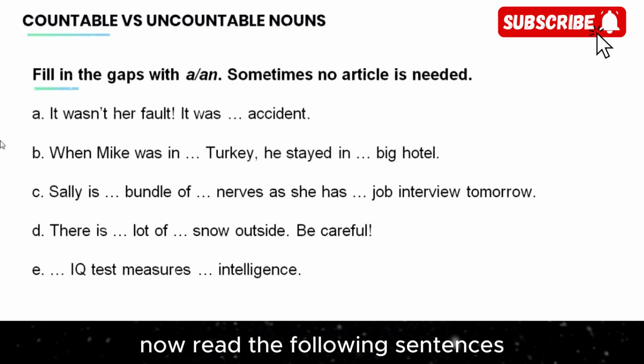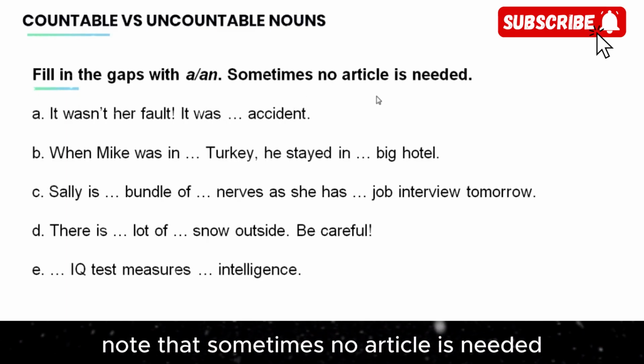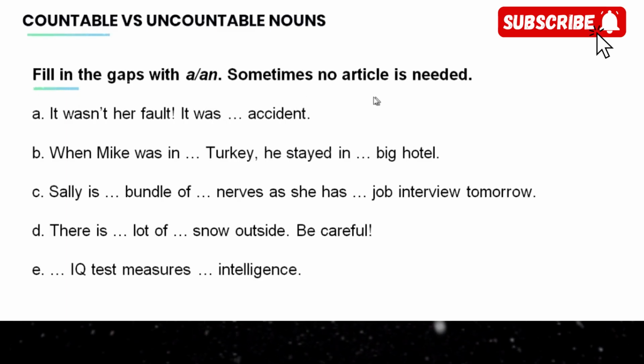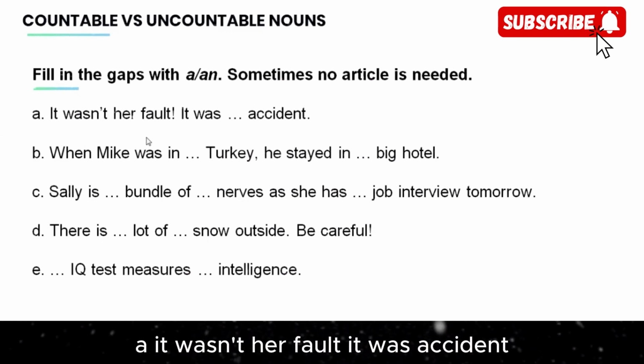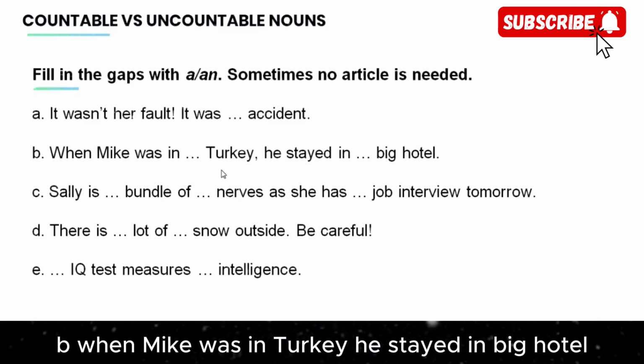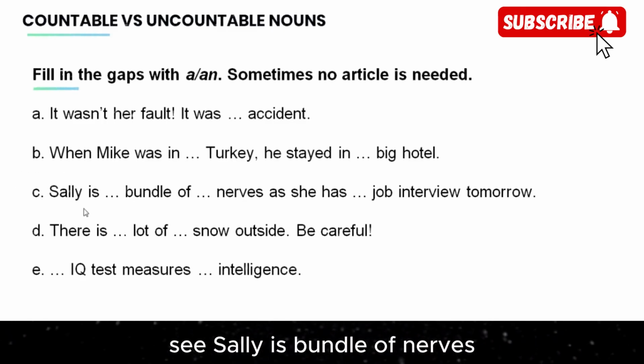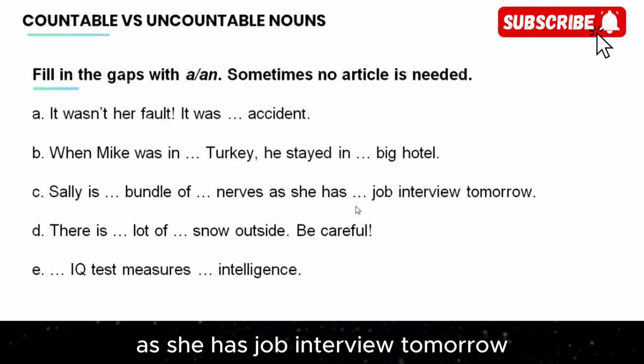Now read the following sentences and fill in the gaps with a or an. Note that sometimes no article is needed. A. It wasn't her fault. It was accident. B. When Mike was in Turkey, he stayed in big hotel. C. Sally is bundle of nerves as she has job interview tomorrow.